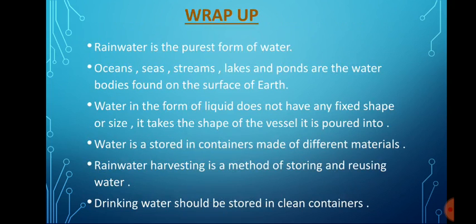Children, that's all about the explanation part. Now we will conclude the chapter by wrap up. Rainwater is the purest form of water. Oceans, seas, streams, lakes, and ponds are the water bodies found on the surface of earth. Water in the form of liquid does not have any fixed shape or size. It takes the shape of the vessel it is poured into.